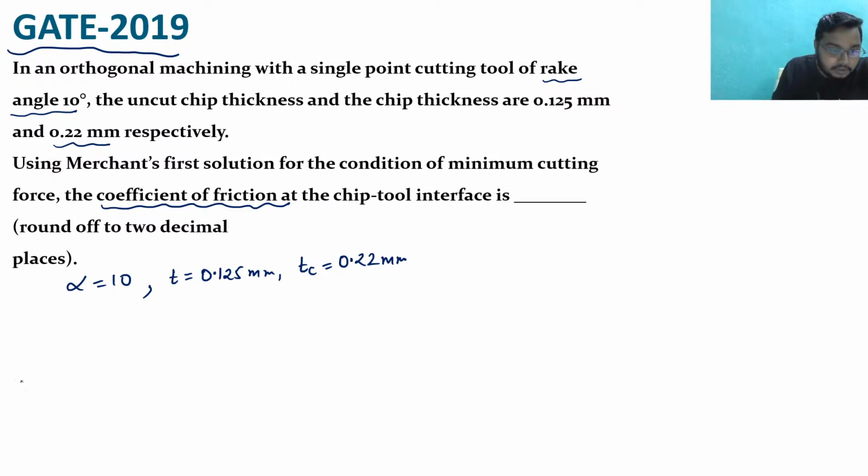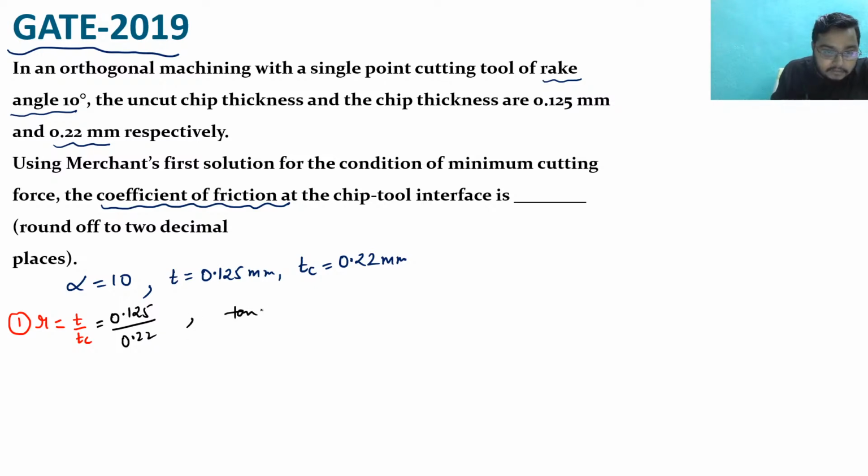So the first step should be R. So you have to calculate R. How can you calculate R? R can be calculated as T by Tc. Okay, I understood, Asis. See, T by Tc, T is 0.125, Tc is 0.22, and you will get the value of R.